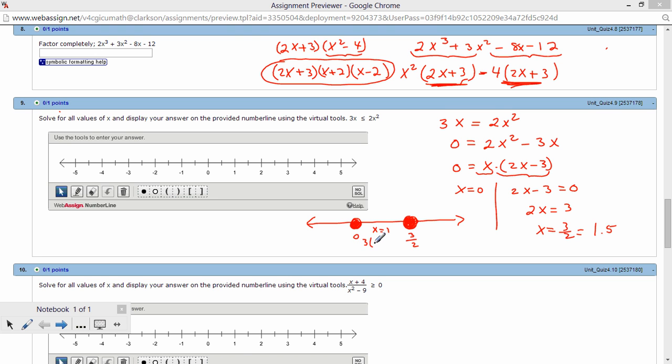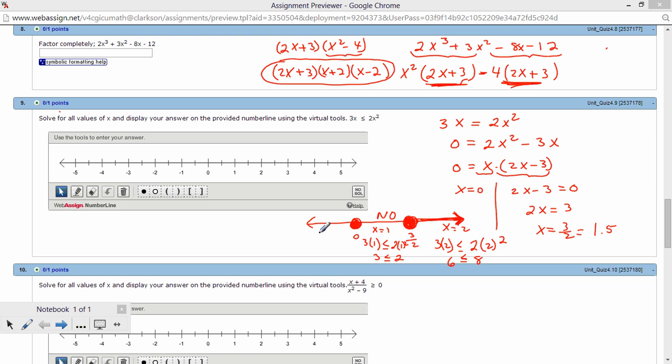So you check 3 times 1, and in the original inequality, is it less than or equal to 2 times 1 squared? And of course that means is 3 less than or equal to 2. And so that interval's a no. Those numbers do not work. All right. Whereas if we try a number like 2, try 2 in the original inequality. 3 times 2, is it less than or equal to 2 times 2 squared? Well, 2 times 2 squared is 8, and 3 times 2 is 6. So is 6 less than or equal to 8? It sure is. So that gets shaded.